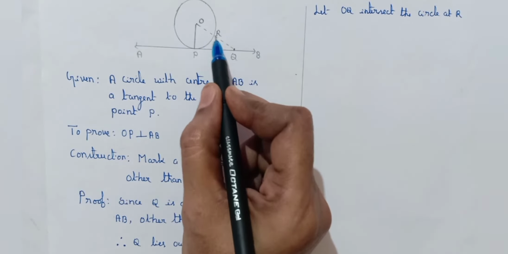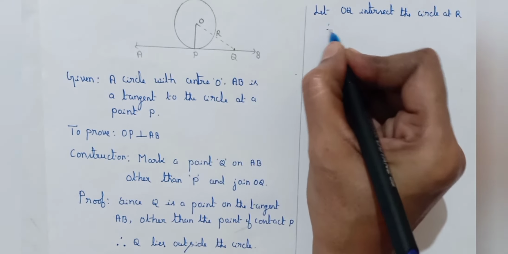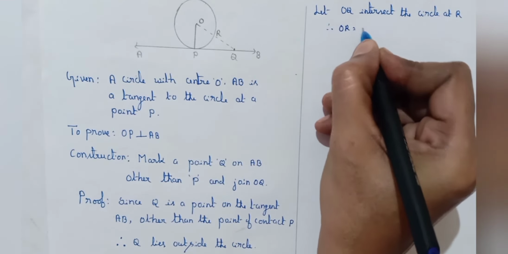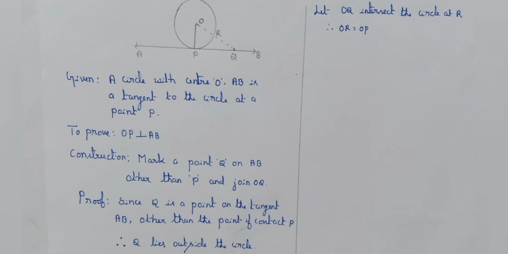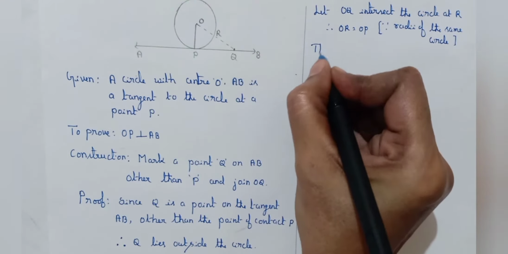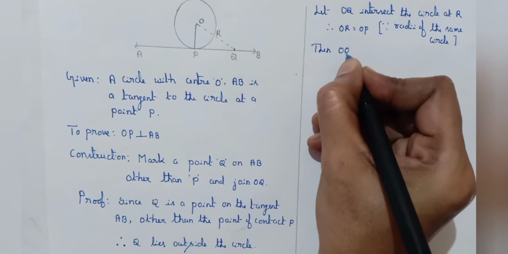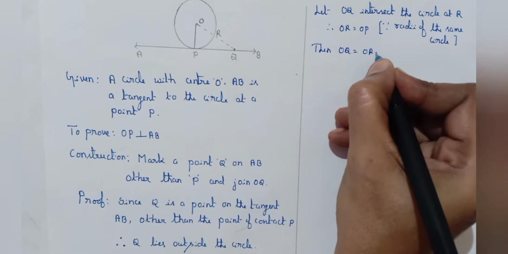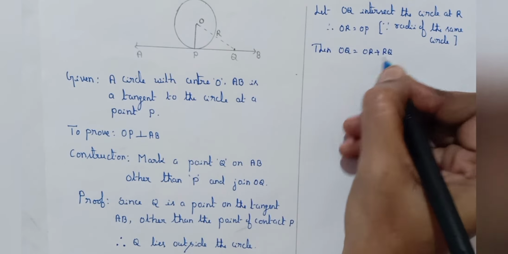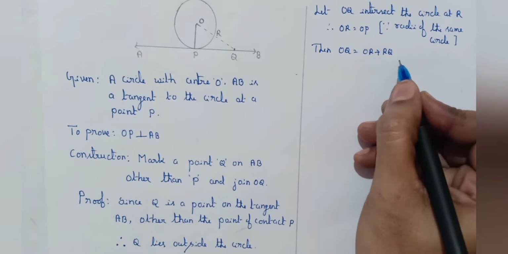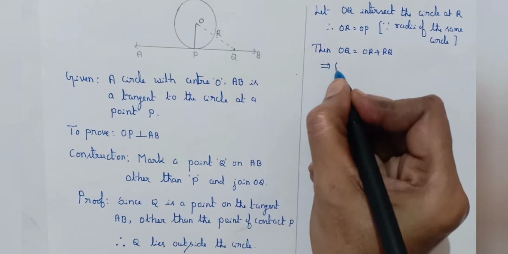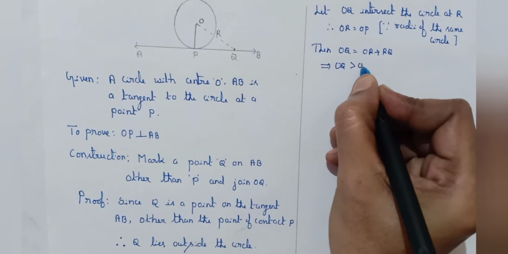Let OQ intersect the circle at R. Then OR is equal to OP, because OP and OR are the radii of the same circle. Then we can write OQ is equal to OR plus RQ. OQ is equal to OR plus RQ means OQ is greater than OR.